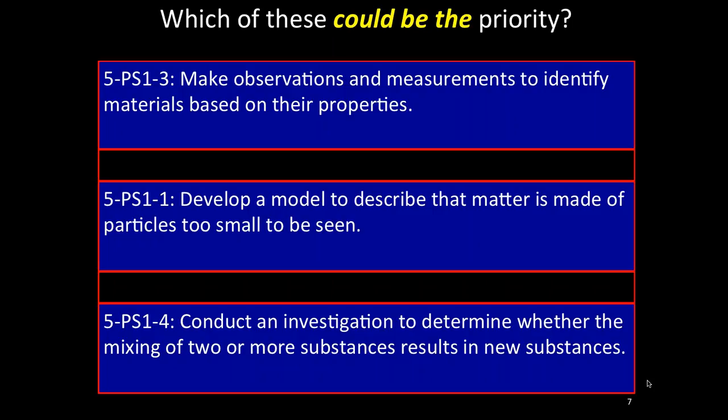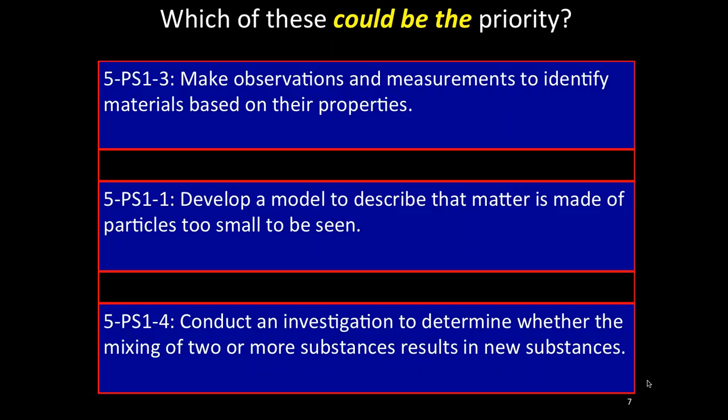So if we were to determine that developing a model was our priority, and to do that, we could have students make observations or conduct an investigation to do so. Our focus on developing a model that describes that matter is made of particles too small to be seen, that's the focus of our unit. That doesn't mean that we've picked a poor priority standard. It just means for that unit, I need to focus my attention there on the assessment items, my instructional adjustments, and the feedback I provide students.